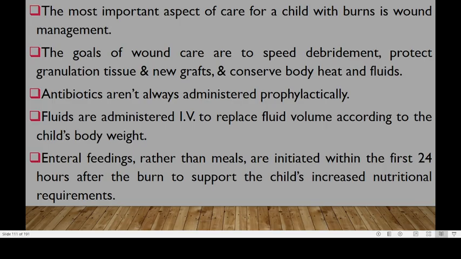Antibiotics aren't always administered prophylactically. Fluids are administered IV to replace fluid volume according to the child's body weight. Enteral feedings rather than meals are initiated within the first 24 hours after the burn to support the child's increased nutritional requirements.